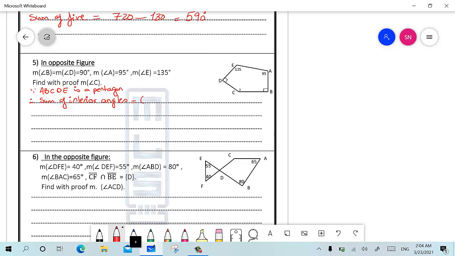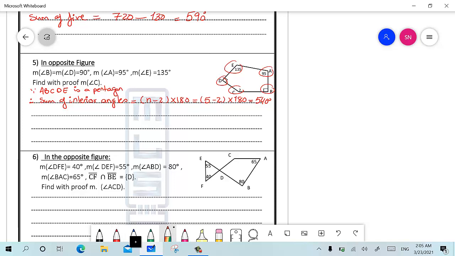equals n minus 2 times 180. I'm finding only the sum. So 5 minus 2 times 180. So the sum is equal to 540 degrees. So now I know that A plus B plus C plus D plus E, all of them is equal to 540 degrees. Now I have all the 4 and the 5th one is missing.